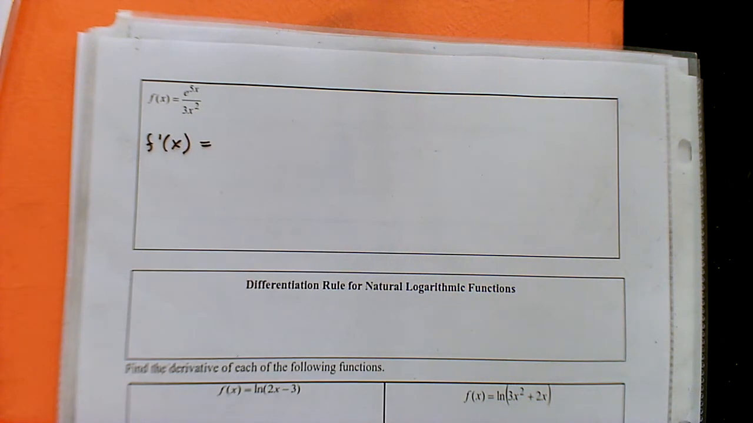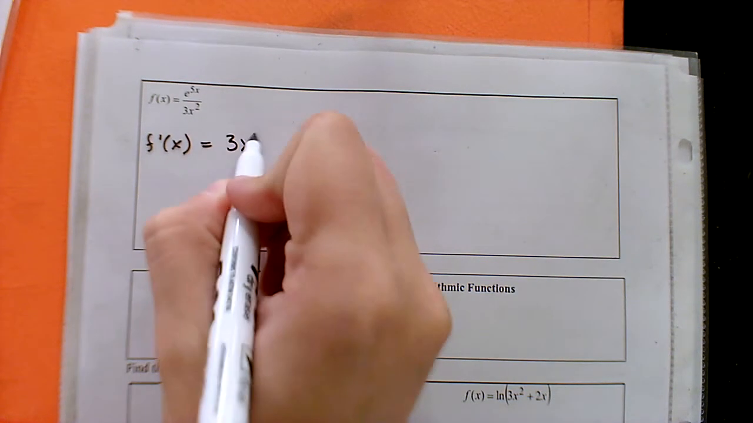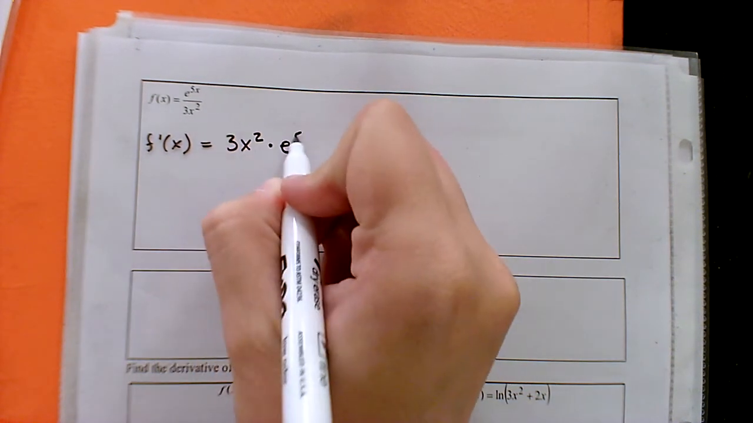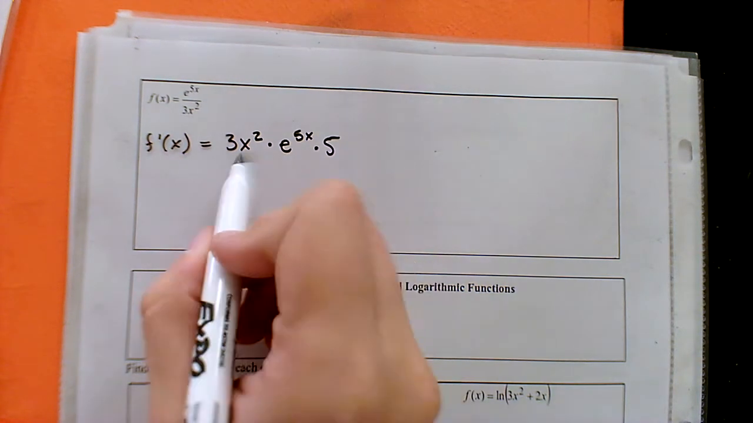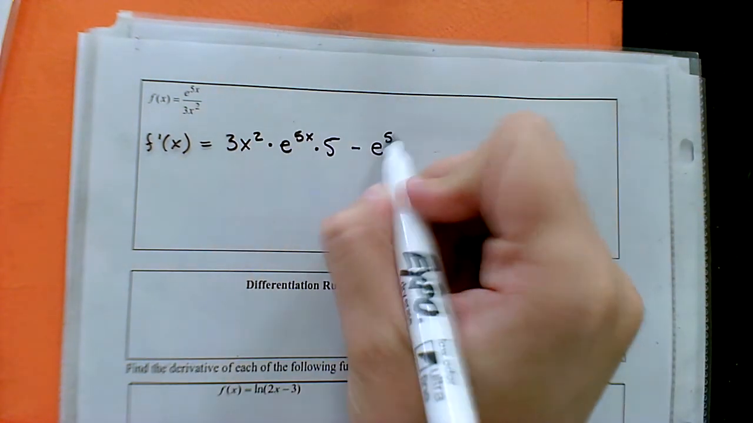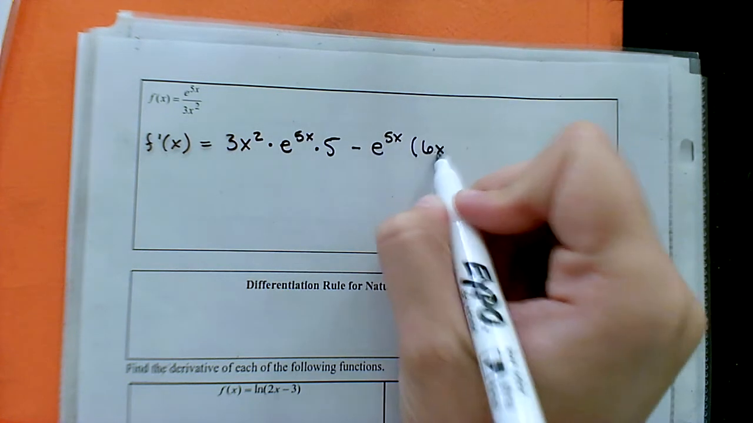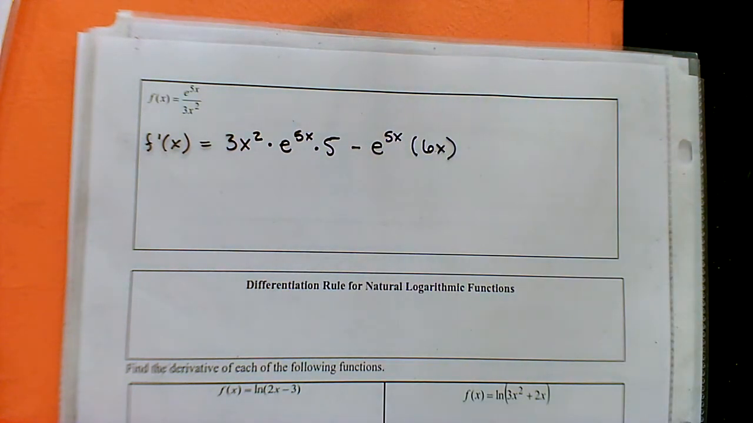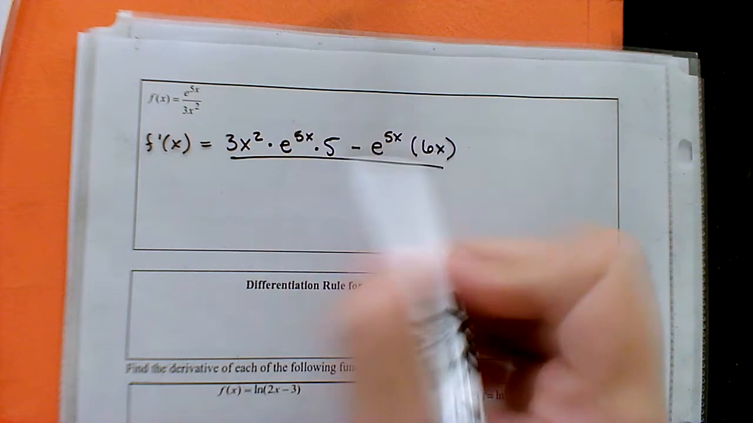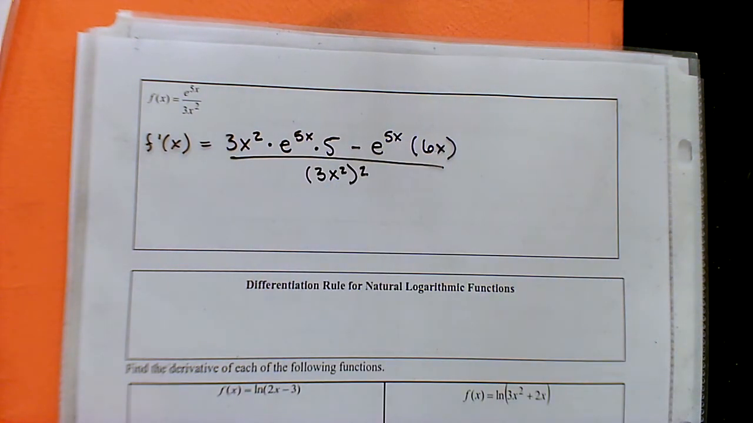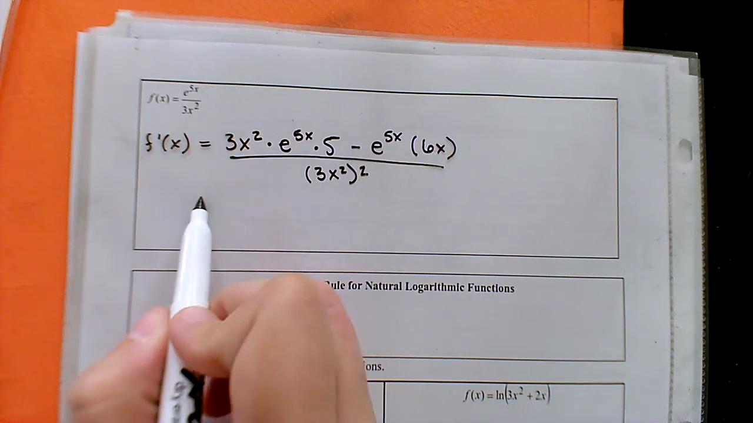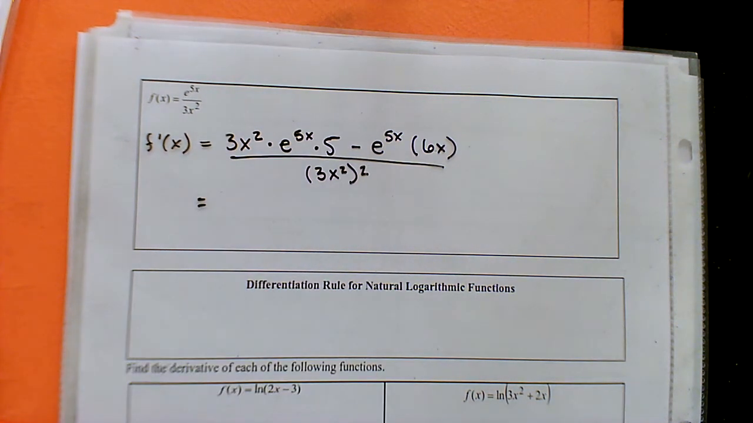Do we notice a shortcut? Quotient. All right. We'll have low times d high, so e to the 5x times 5. Low d high minus high d low, square the bottom, and away we go. So there's the initial quotient rule.